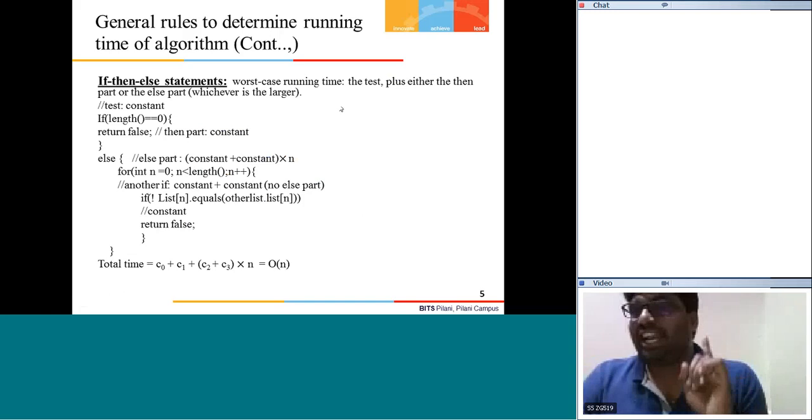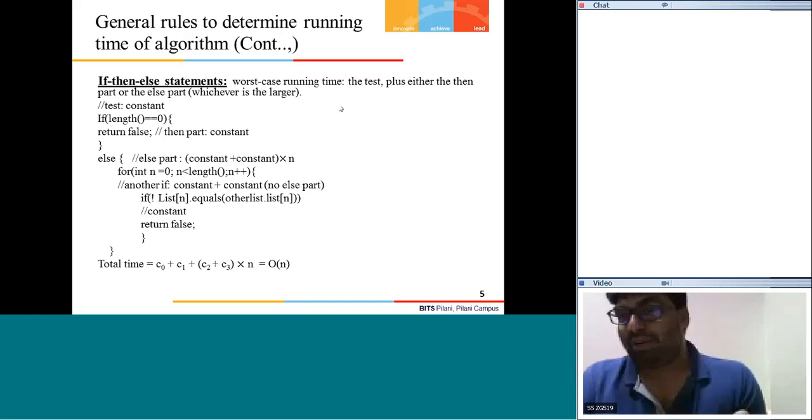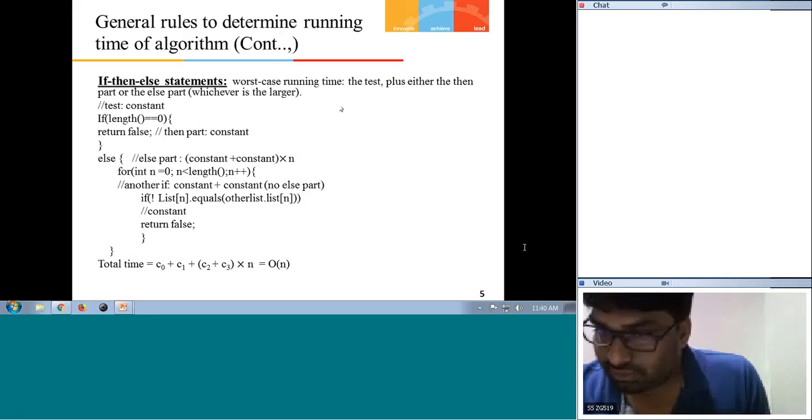Now what happens is any one of the statements, either the if statement will run or the else statement will run.